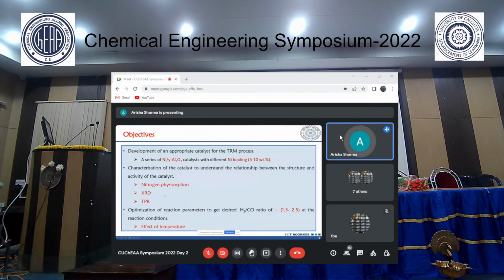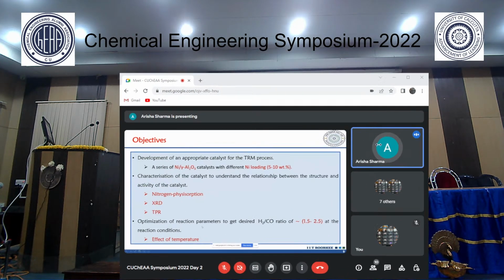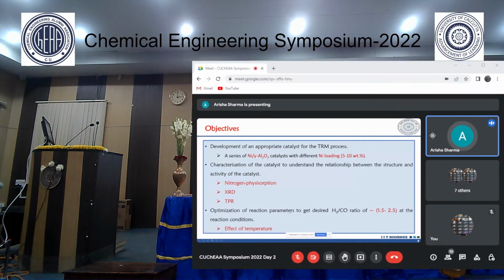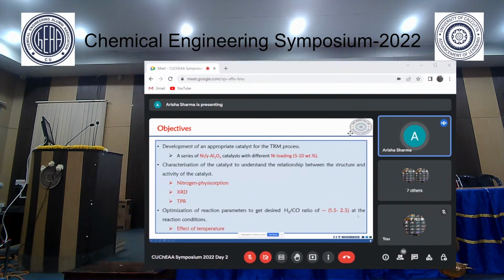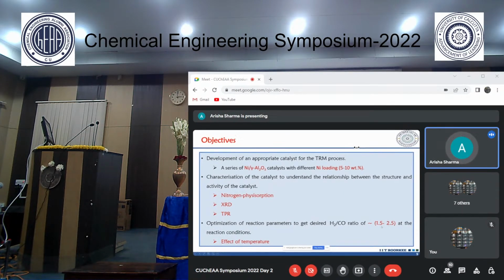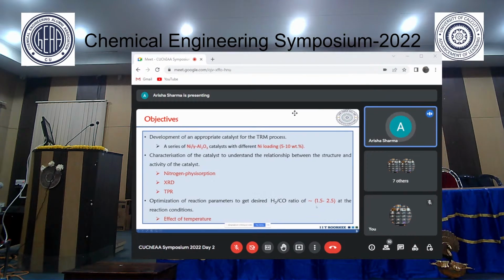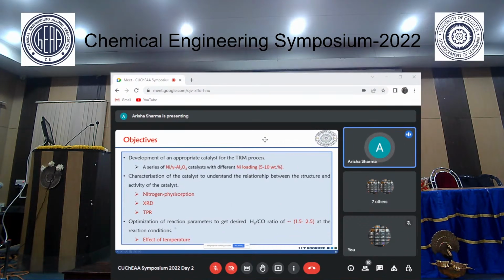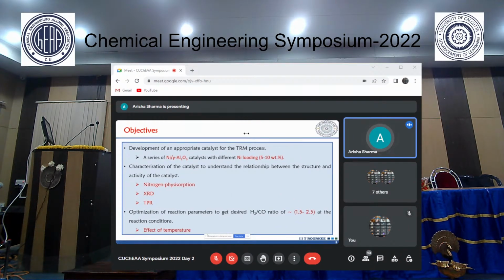After that, we have tried to optimize the reaction parameters to get the desired H2 by CO ratio of around 1.5 to 2.5, so we can produce methanol, ethanol, and dimethyl ether by the Fischer-Tropsch process. In this optimization of reaction parameters, we have checked the effect of temperature.